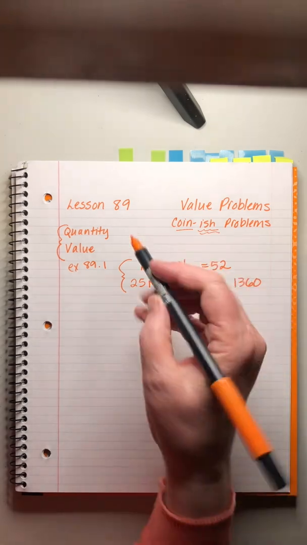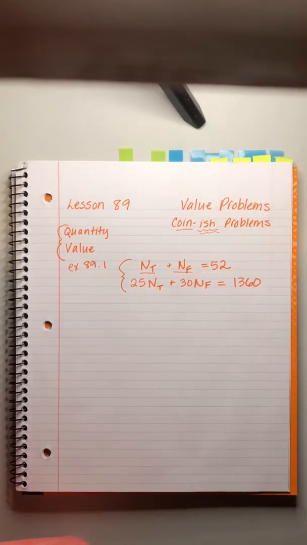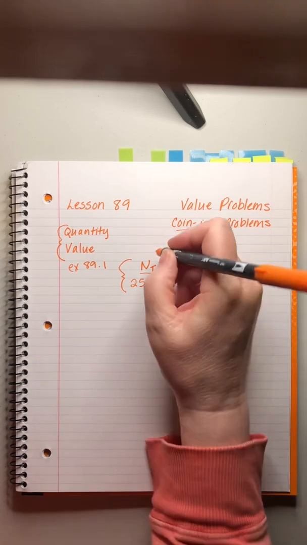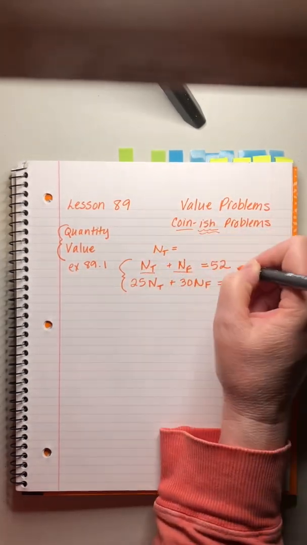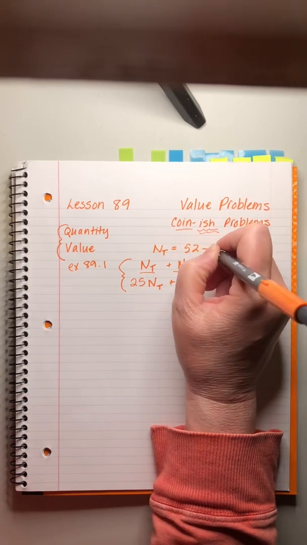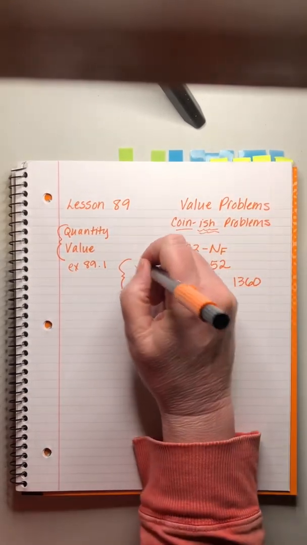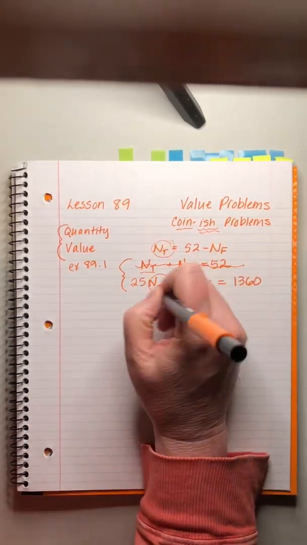In this one, because I see these two variables that have no coefficient, I'm going to rearrange and I'm going to substitute. So I'm going to keep the NT here. I'm going to kick the NF to the other side. So that will become NT equals 52 minus NF, right? I just clunked that over. I'm going to gently scribble that out. And then I'm going to substitute that in right there.